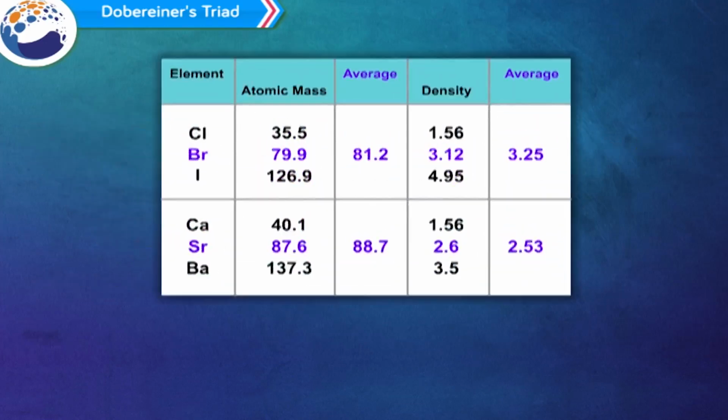A few more examples for this are: 1. Triad of Ca, Sr, Ba. Strontium, Sr, is the middle element having an atomic weight of 87.6, which is approximately equal to the mean atomic weight of calcium, Ca, and barium, Ba. 2. Triad of Cl, Br, I. Bromine, Br, is the middle element having an atomic weight of 79.9, which is approximately equal to the mean atomic weight of chlorine, Cl, and iodine, I.